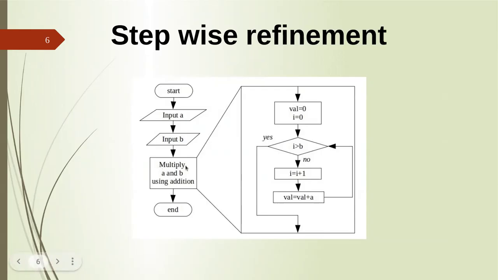Stepwise refinement is also a flow chart. We write one module as multiply A and B using addition. Multiply using addition is a separate module, so it has a separate flow chart. Within that module we can make changes if we want a better program. So we can change this one module separately.